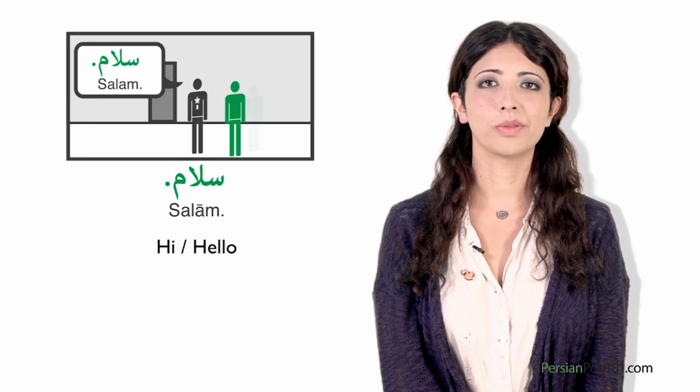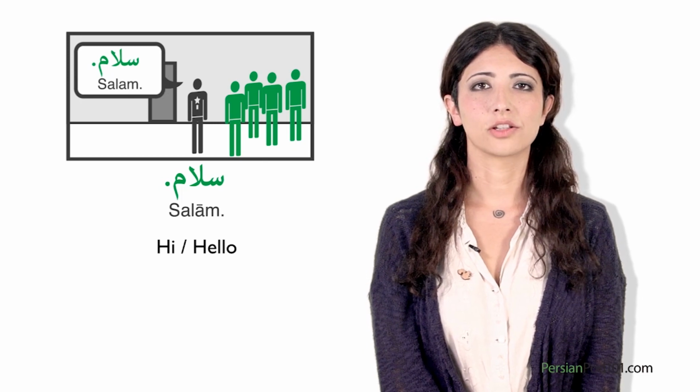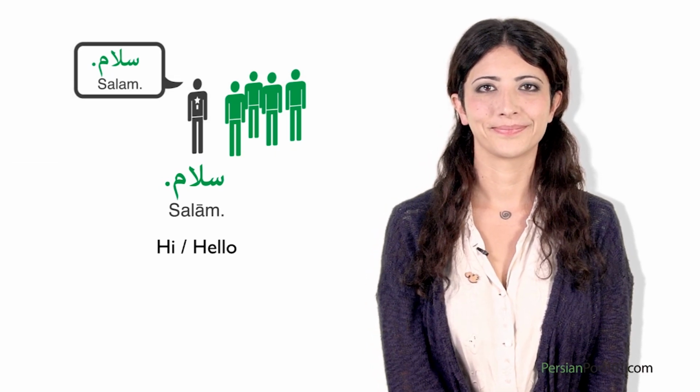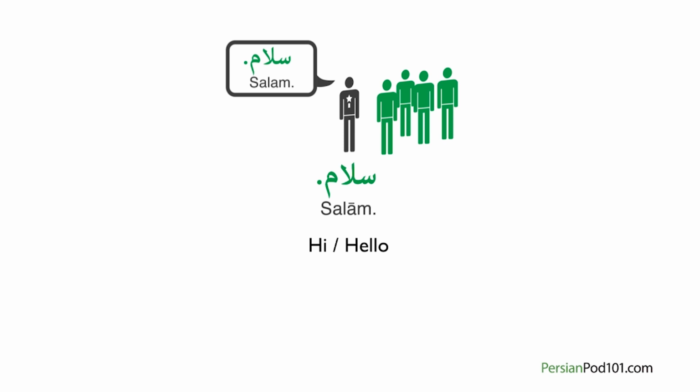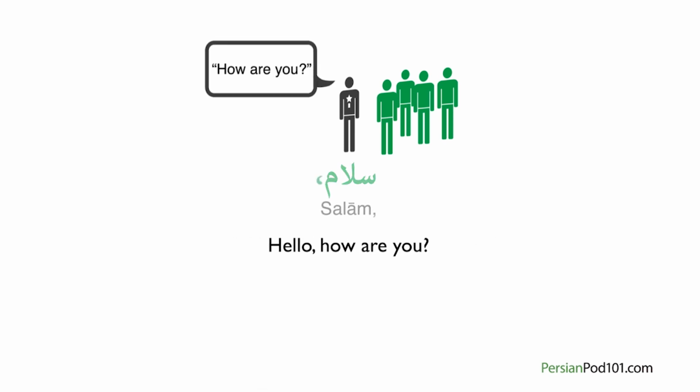The most commonly used informal greeting is salam. Salam means hi or hello. We use it when we meet someone or enter a room with people in it. We can use it as a greeting almost anywhere. After salam, we almost always say, how are you? When we greet friends or close relatives. It might seem strange to say it every time, but this is a part of normal everyday conversation in Persian.